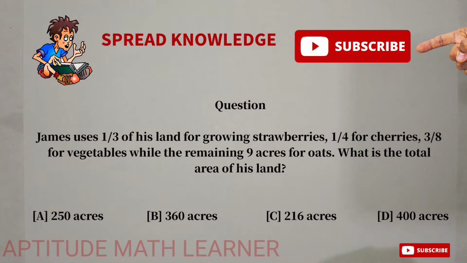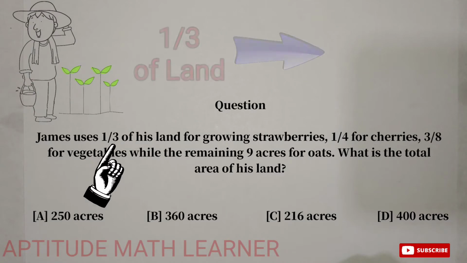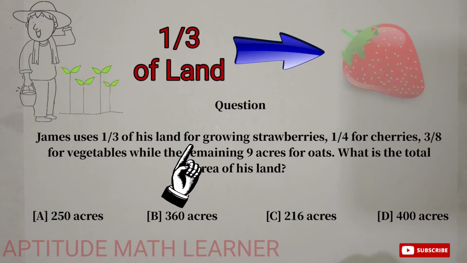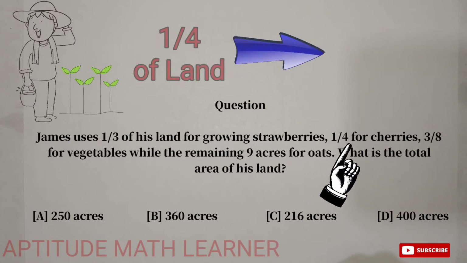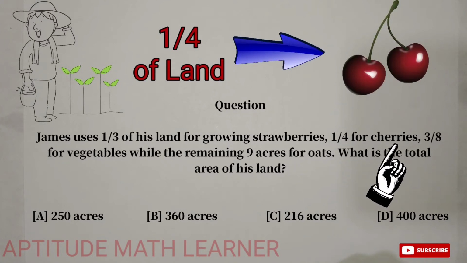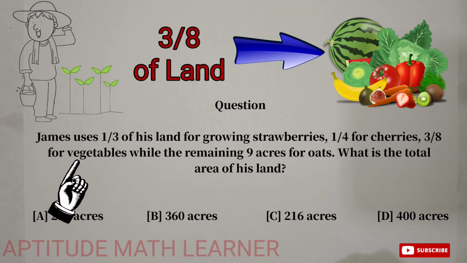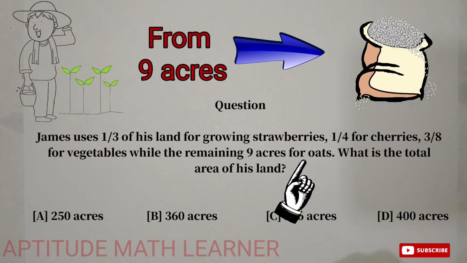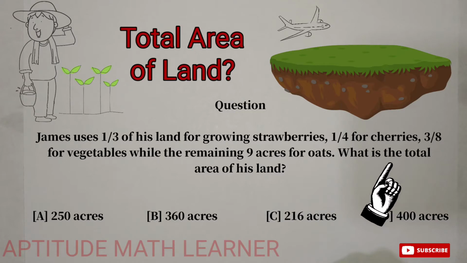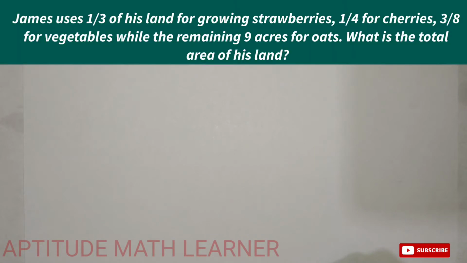And the question today is: James uses 1/3 of his land for growing strawberries, 1/4 for cherries, and 3/8 for vegetables, while the remaining 9 acres are for oats. What is the total area of his land? So here we have to find out the total area for James.